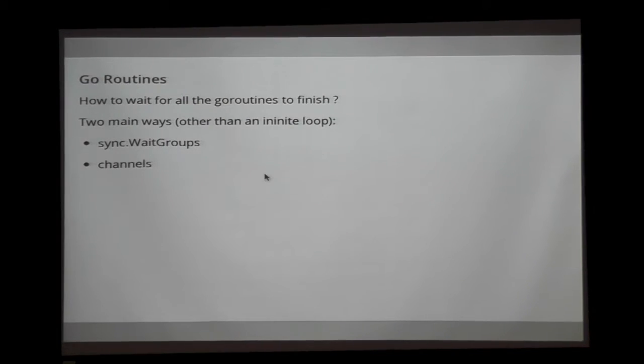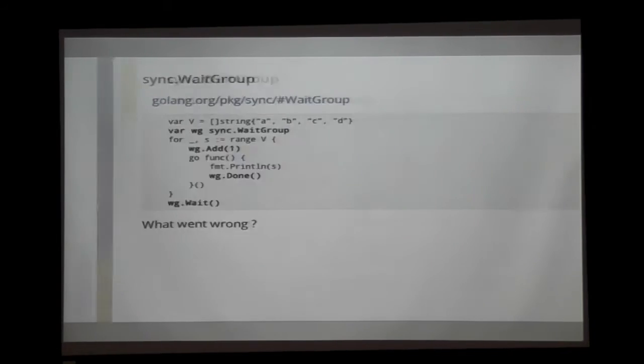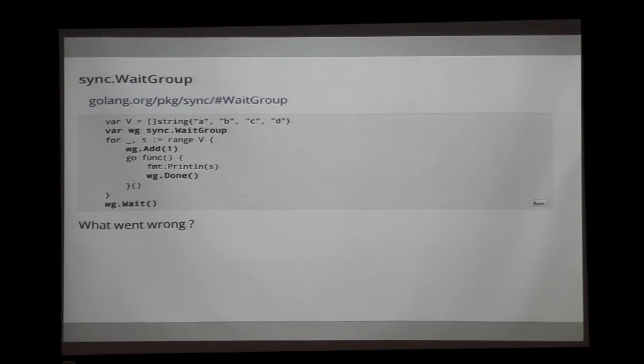Now, what we want to do now is wait for all these Go routines, because we want to clean up and finish normally all of the execution. We're going to see the utilities that the package sync provides. In particular, it's WaitGroup. WaitGroup has these main functions: Add, Done, and Wait.